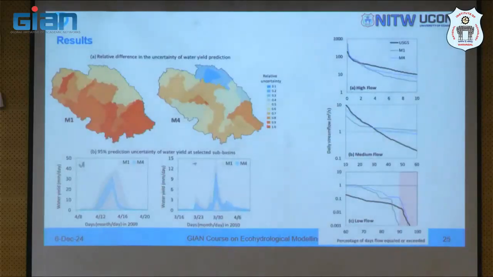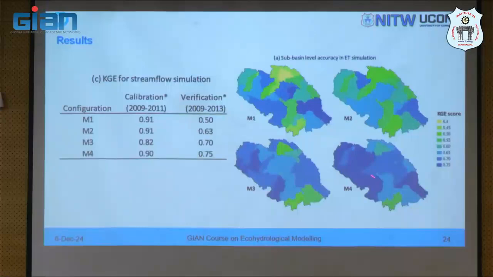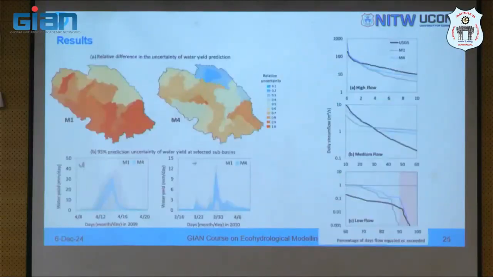Okay. Now, what happens to your stream flow? Your 0.9, what you have seen is the average for the entire watershed, right? But if you discretize them into high, medium and low flows, the black line is your observed, blue is your M4, that is the fourth one, this one which is considering your ET and stream flow spatially discretized, and the gray one is the M1.